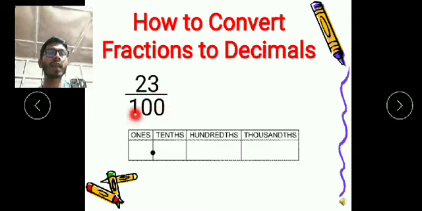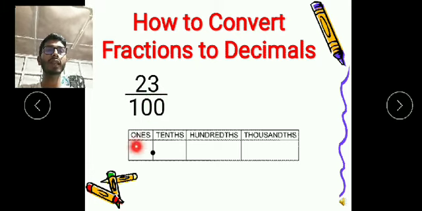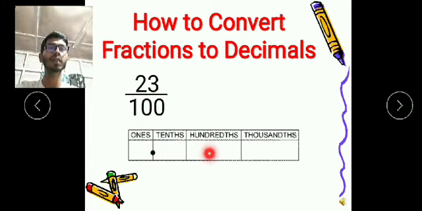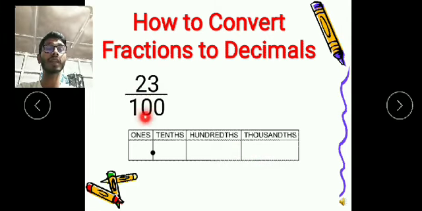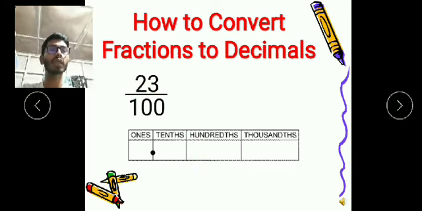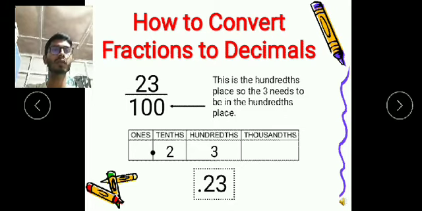Let us try one more. 23 by 100. Now 100 is in the denominator, meaning the 100th place. So you write this table: the point, then ones, 10th, 100th and 1000th. Now 23 is in the 100th place, so this 23 you write here, 3 and 2. You will get 23. So the answer is 0.23.